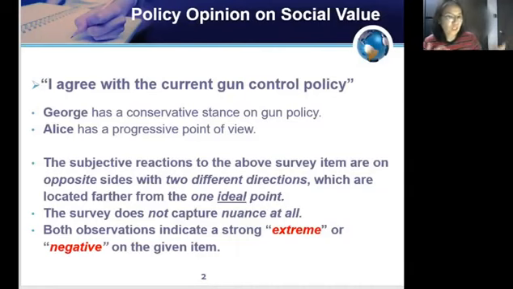And the subjective reactions to this survey item are on opposite sides, in two different directions, which are located farther from the one ideal point. So in this case, the survey analysis does not capture the nuance at all in the two different respondents who have kind of opposite ideas. So both observations indicate strong, extreme, or negative on the given item.